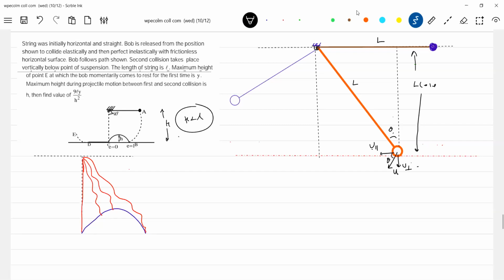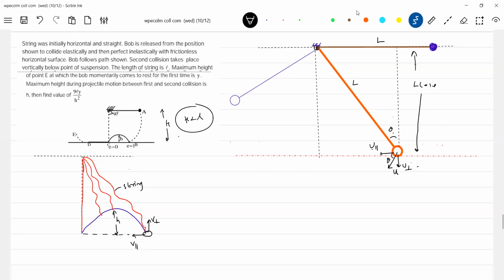So here is the bob. Just after impact, this will be V perpendicular. This will be V parallel. And this is a string. The red color is the string. This is what has been given. So V perpendicular should be U perpendicular, and U parallel will be V parallel, as it is an elastic collision. Okay, first of all, can we calculate U?